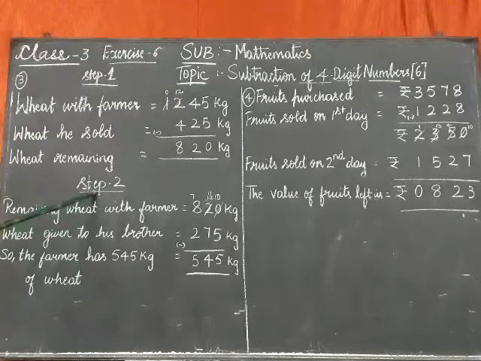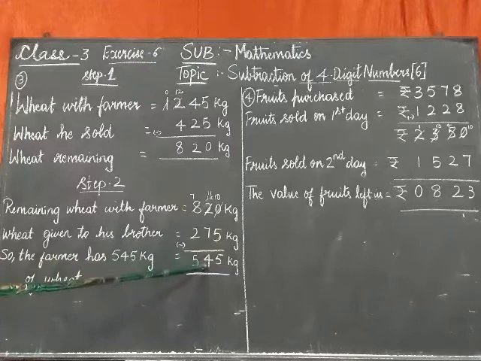So the second step is remaining wheat with farmer. What was the remaining wheat? That was 820 kgs. Next, wheat given to his brother. What was the amount that was given? How many kgs was given? It was 275. If I just find the difference of these two numbers, I will get 545 kgs. What is this?